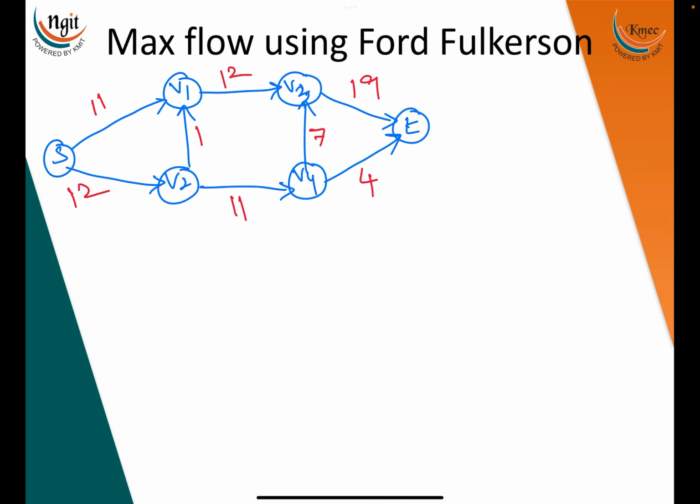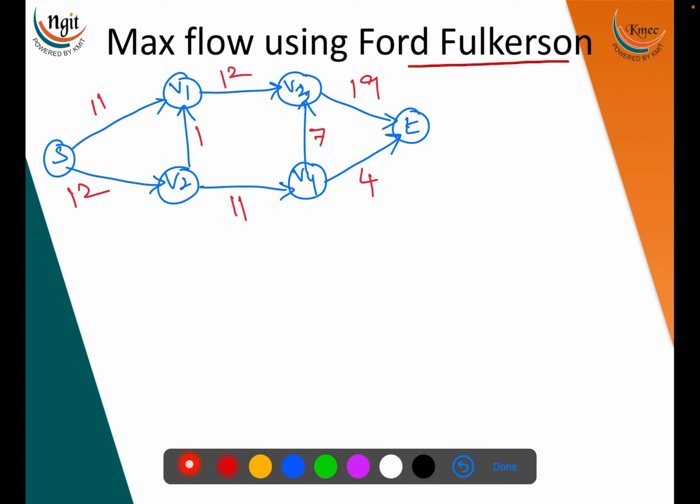Hello everyone. In this video we're going to take one max flow problem and use the Ford-Fulkerson algorithm to solve it. I'm considering a max flow graph, or flow network graph, and these are the capacities of the graph. We're not going to generalize; whether we have the minimum or the maximum number of edges, we'll implement this algorithm to find the maximum flow.